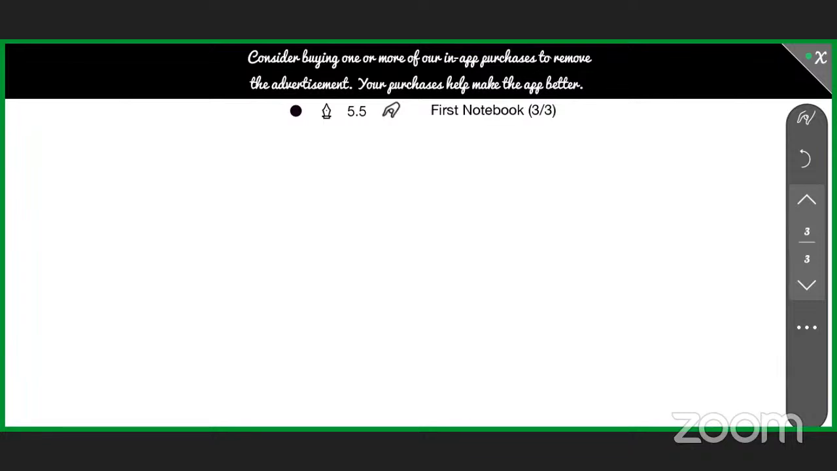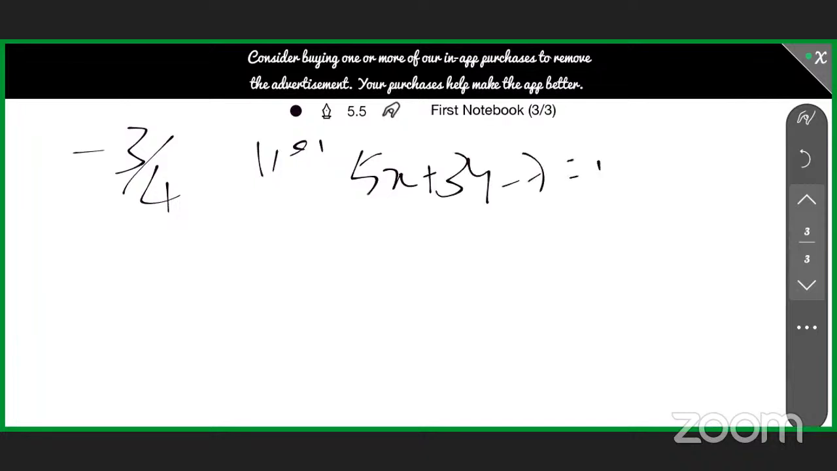The equation of a line whose y-intercept is minus 3 by 4 and which is parallel to the line 5x plus 3y minus 7 is equal to 0. We have to find the equation of a line whose y-intercept is minus 3 by 4 and that line is parallel to 5x plus 3y minus 7 is equal to 0.